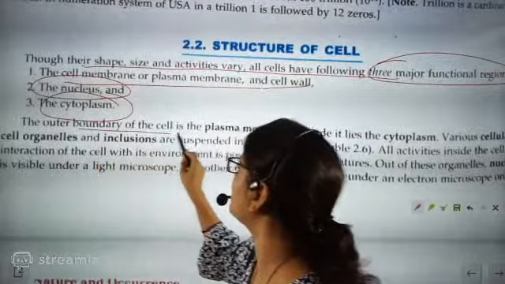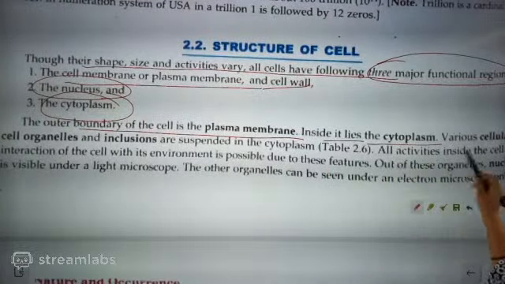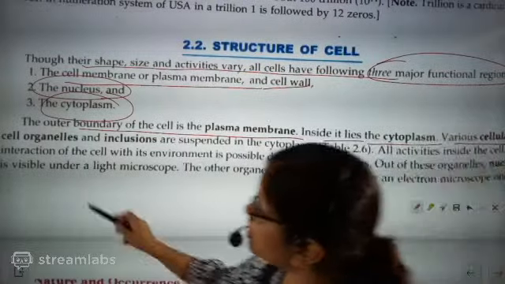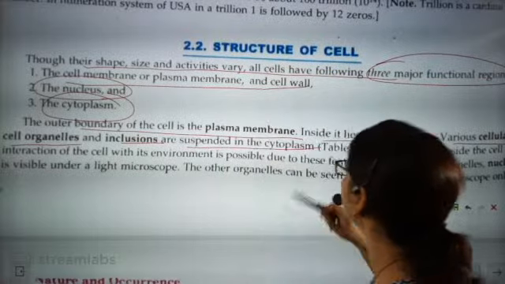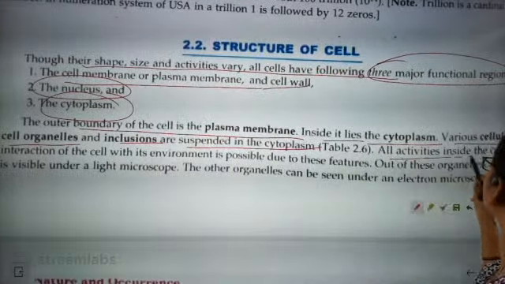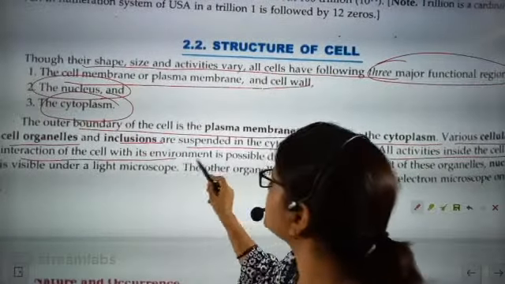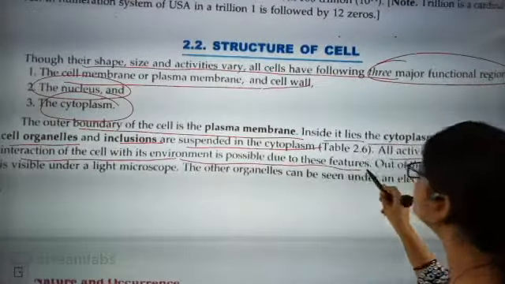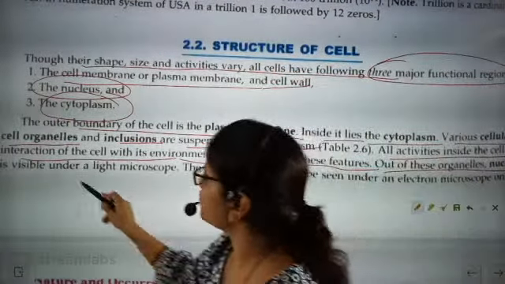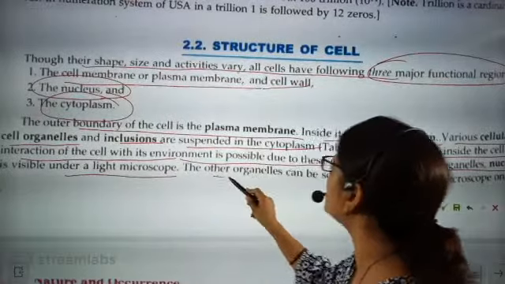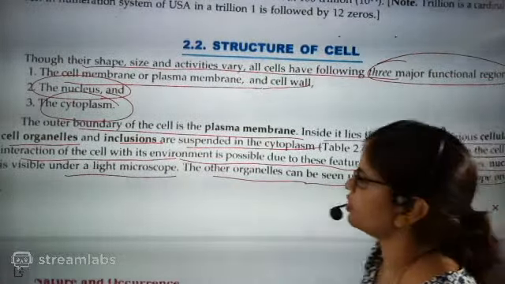The outer boundary of the cell is the plasma membrane. Inside this lies the cytoplasm. Various cell organelles and inclusions are suspended in the cytoplasm. All activities inside the cell and interactions of the cell with its environment are possible due to these features. Out of these organelles, the nucleus is visible under a light microscope. The other organelles can be seen under an electron microscope only.